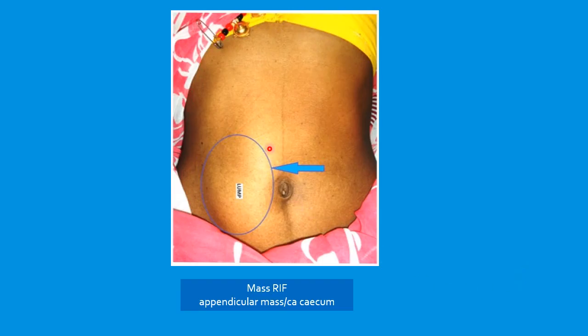This is another patient, large mass in the right iliac fossa, which can be due to an appendicular mass or CA cecum. A good history and examination may be necessary to determine the nature of the swelling, followed by investigations like ultrasound and CT scan.